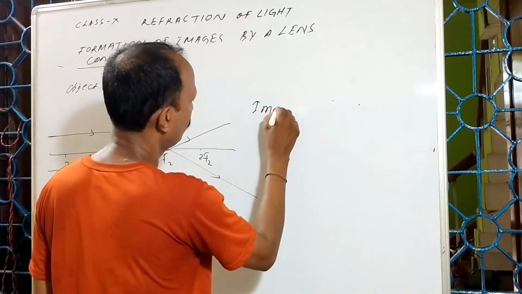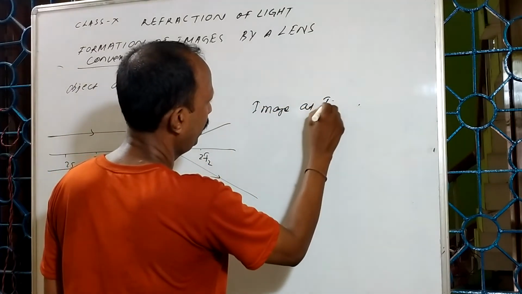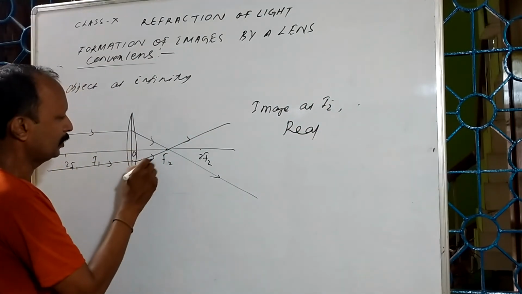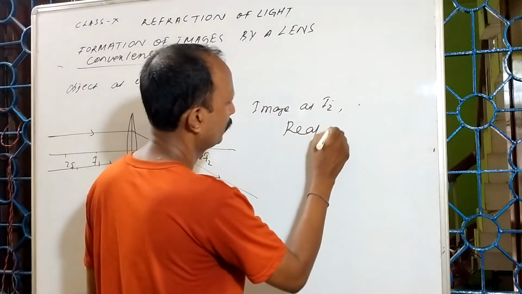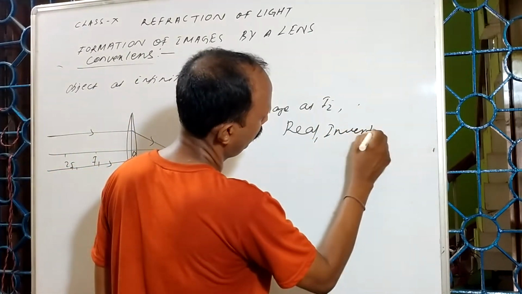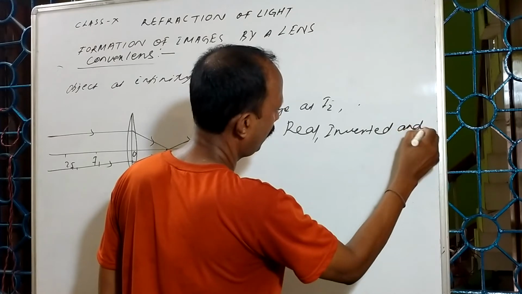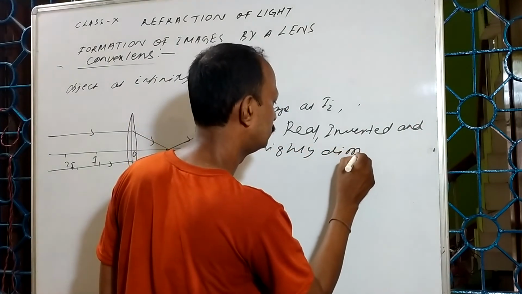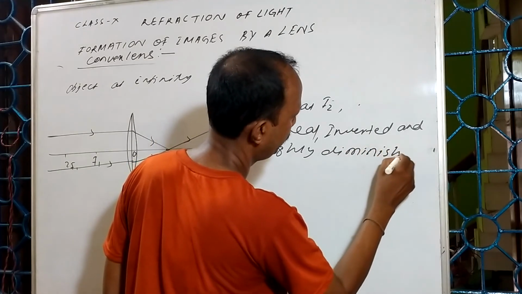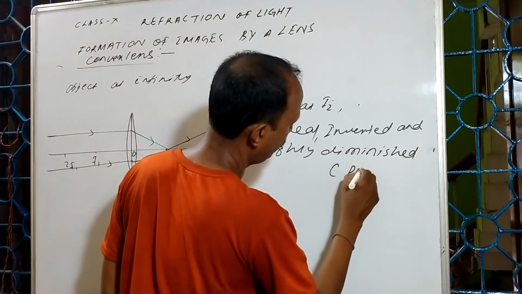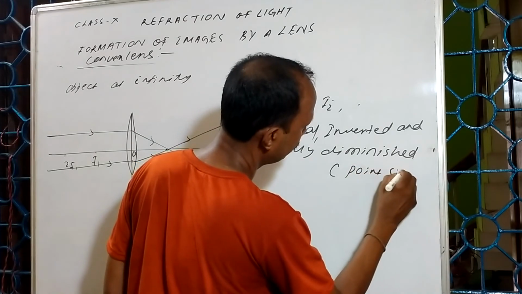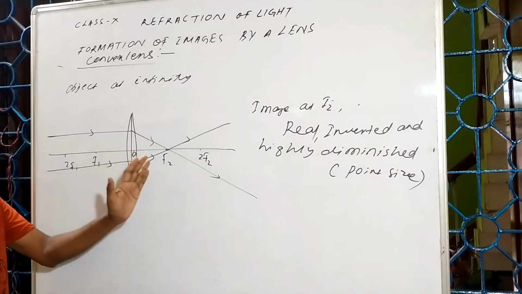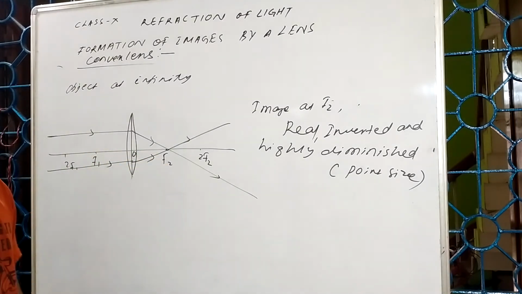That means where is the image formed? Image at f2. Real, they are meeting really. Real, inverted and highly diminished. Highly diminished means point size. That means the image is formed at the focus.